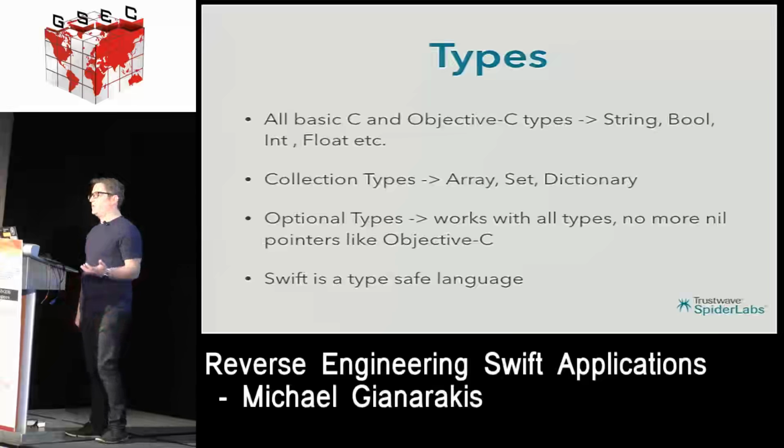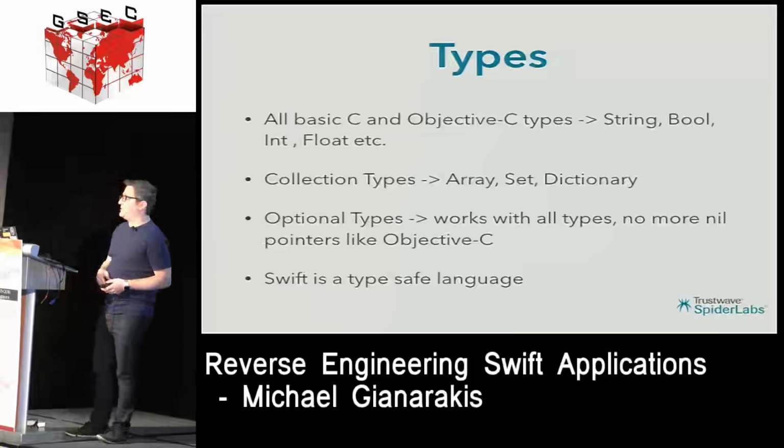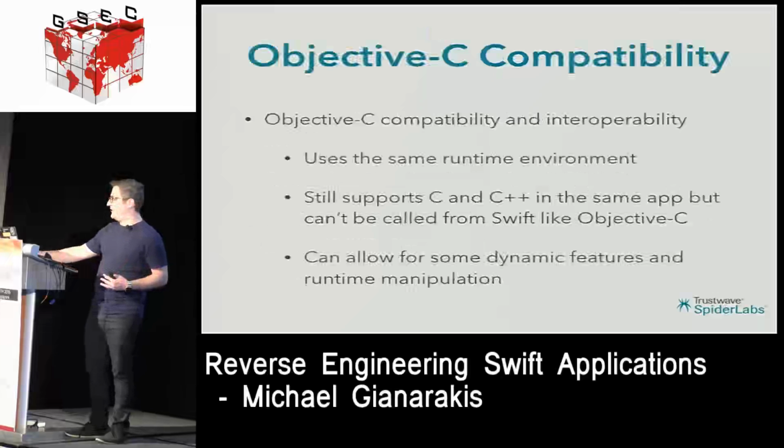Cool, so types. There's all the basic C and Objective-C types: string, booleans, ints, floats, etc. There's a bunch of collection types: array, set, dictionary. There's optional types, which work with all types, so there's no more nil pointers like in Objective-C, and Swift is a type-safe language.